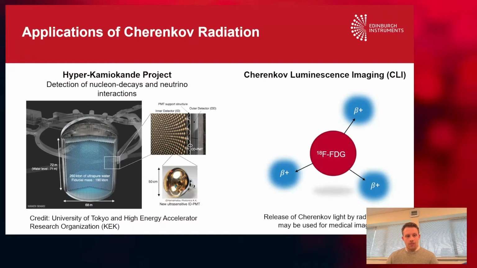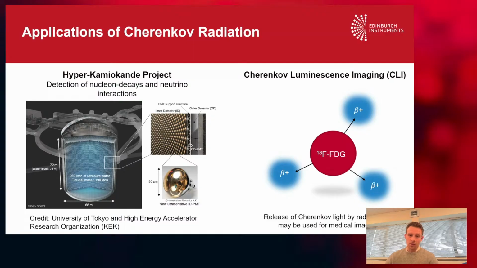So what are the applications of Cherenkov radiation? It's used largely in large detectors for particle physics. There's a large tank of water called the Super Kamiokande, and they're now making an even bigger one called the Hyper Kamiokande. This is used to detect nucleon decays and neutrino interactions as they pass through this large tank of water and Cherenkov radiation is emitted. There are many thousands of PMT detectors which are used to detect that Cherenkov radiation.